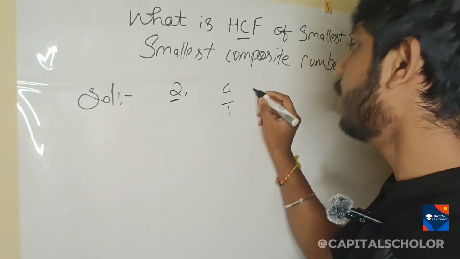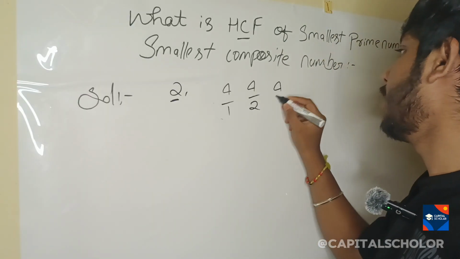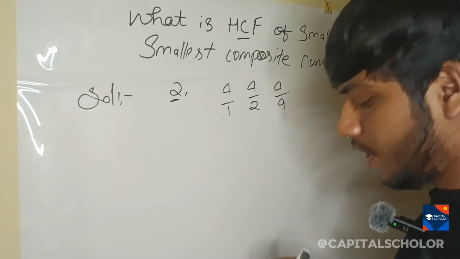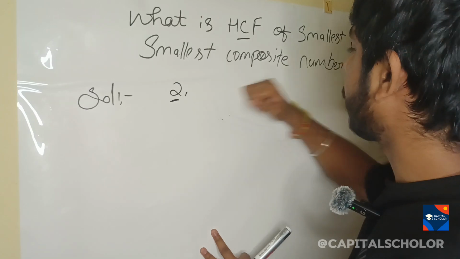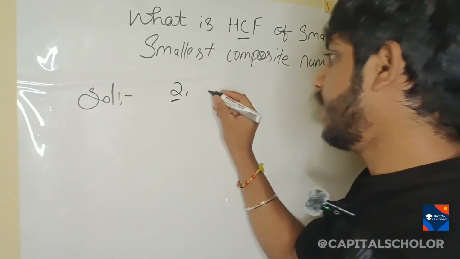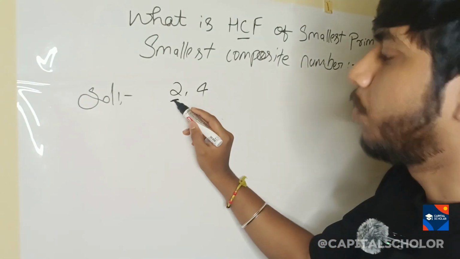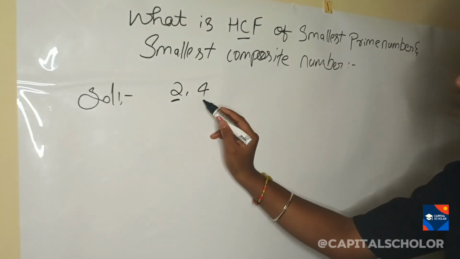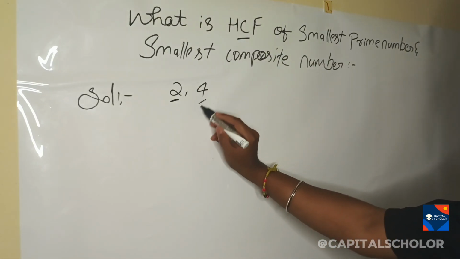4 can be divided by 1. 4 can be divided by 2. 4 can be divided by 4 itself. So the smallest composite number is 4. Now let's find it. The smallest prime number is 2 and the smallest composite number is 4.